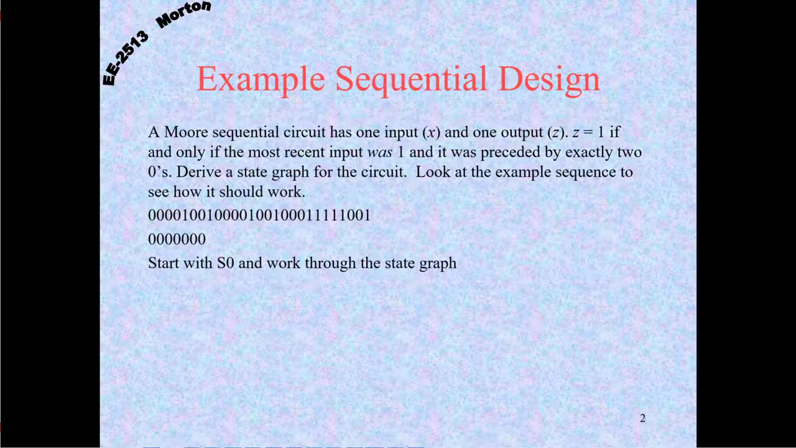A 0, a 0. What about here? Yes, that's your first 1, because it was preceded by exactly two zeros. 0, 0, 0, 0. Nope, was preceded by four zeros. And then 0, 0, 1, yep, that's correct. 0, 0, 0, nope. 0, 0, 0, 0, 0, 0, 0, 1. All right? So that would be the correct result here.